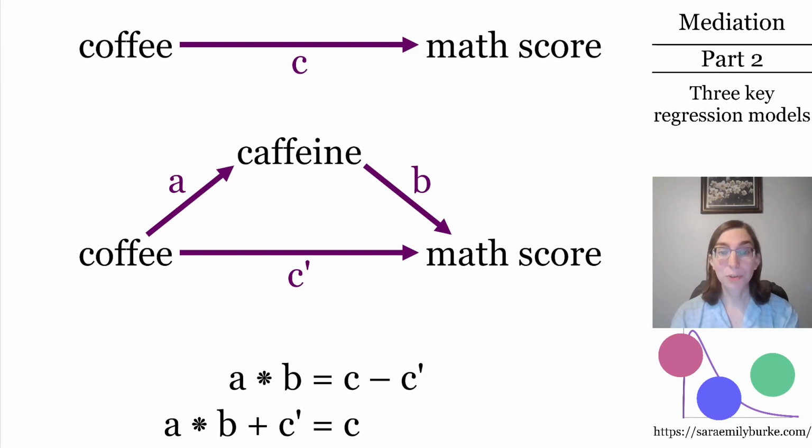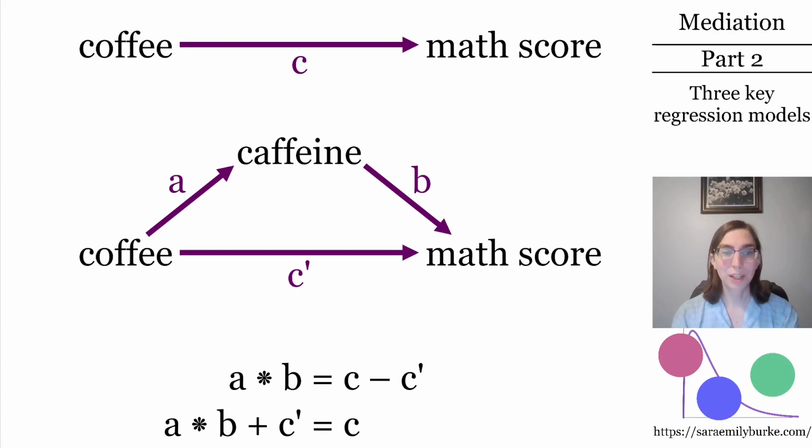C prime is called the direct effect. It represents the difference between coffee and no coffee adjusting for caffeine. Any benefits of coffee due to its great taste or warmth, improving people's mood, would result in higher test scores regardless of caffeine, and all of that stuff is lumped into the direct effect of coffee.